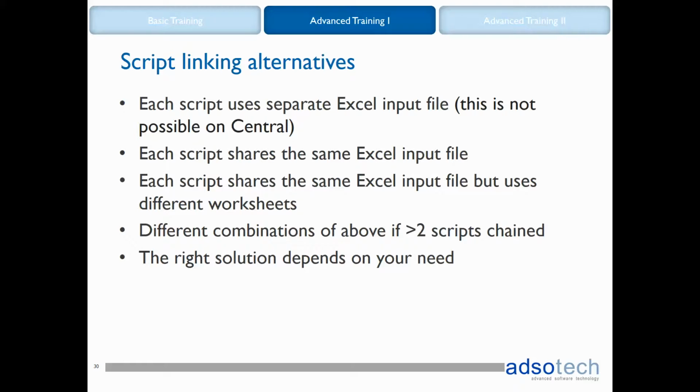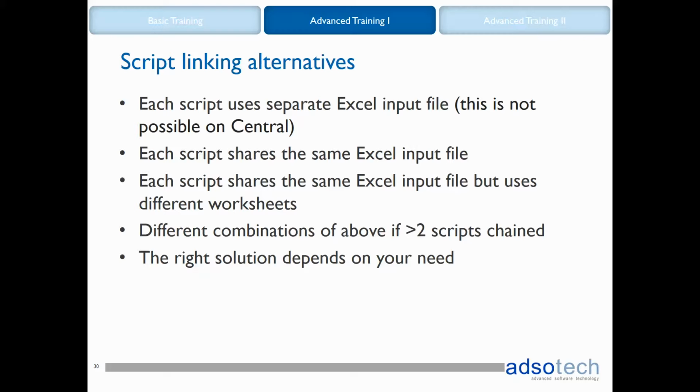There are some variations and alternatives in your chain solution. Whenever you create a chain of scripts, you need to think about the data files. Is it better that each of your scripts uses its own Excel file? In most cases, it is not the best solution, and it's not even a possibility if you are using central licensing. In most cases, people use one Excel data file for the complete chain of scripts. Within that Excel file, the different scripts can take their respective data from one and the same sheet, or from different sheets.